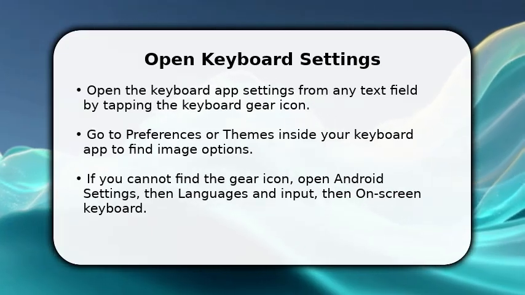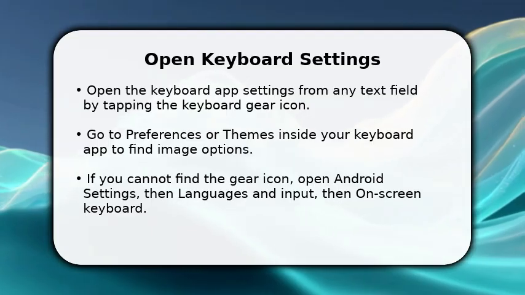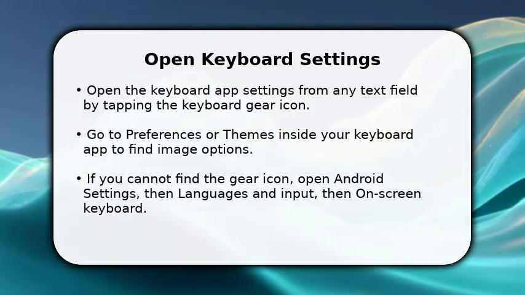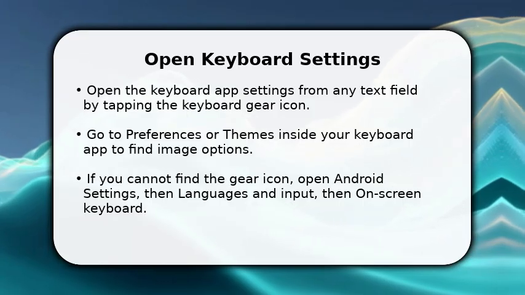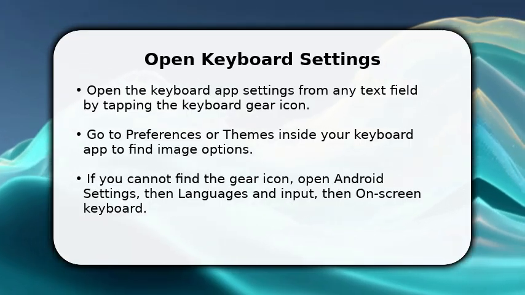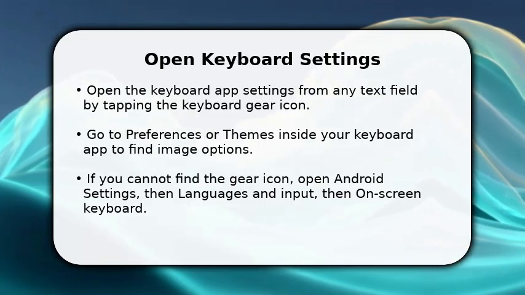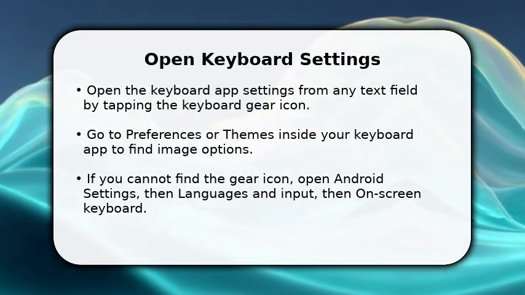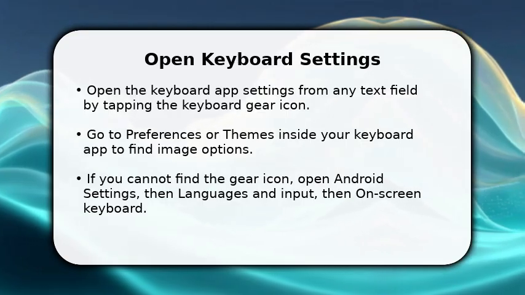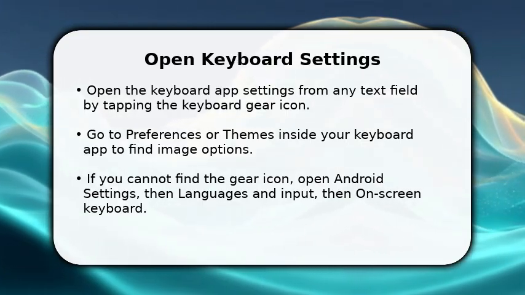Tap any text field to open your Android keyboard and look for a gear icon. If the keyboard shows a toolbar, tap the gear icon to open settings. If no icon appears, exit to Android settings and choose Languages and Input, then On-Screen Keyboard. Select your active keyboard from the list, such as Gboard or Samsung Keyboard.